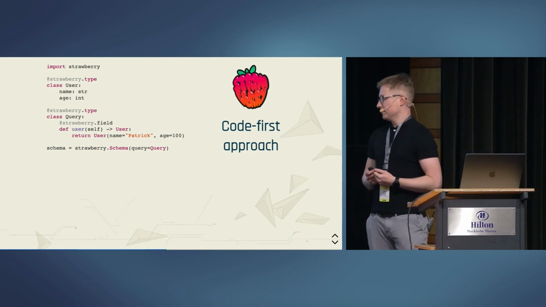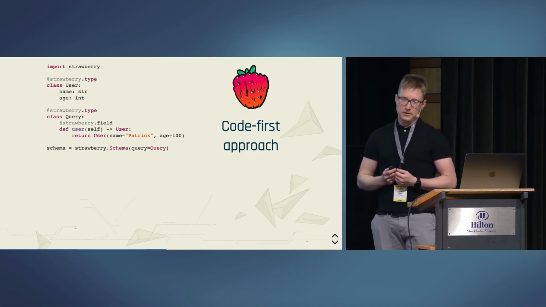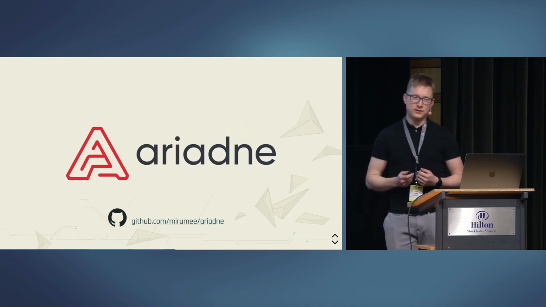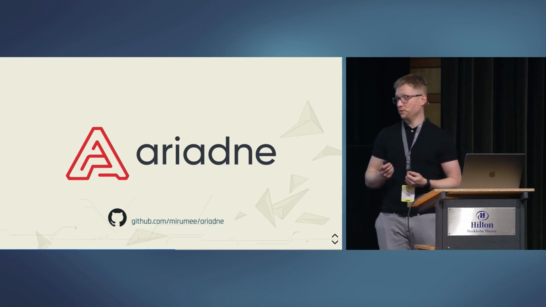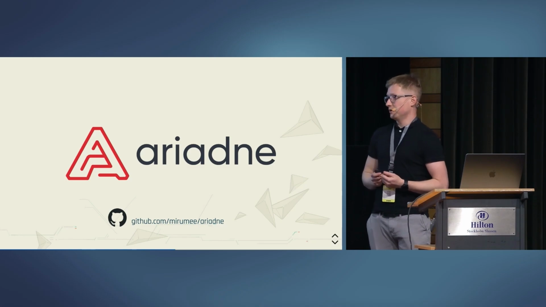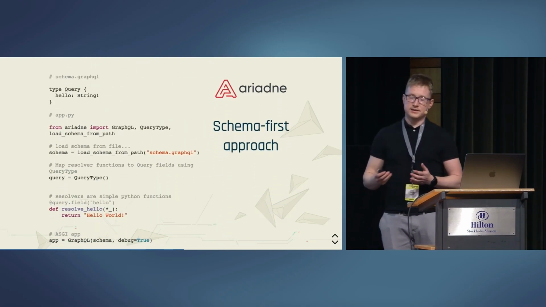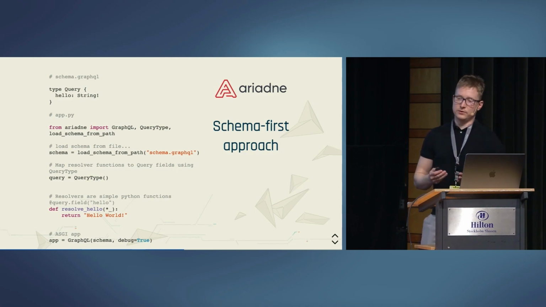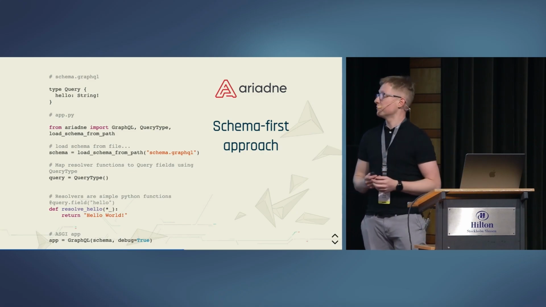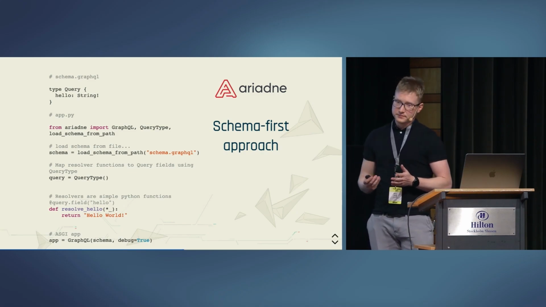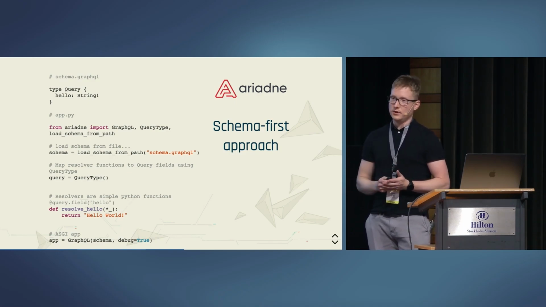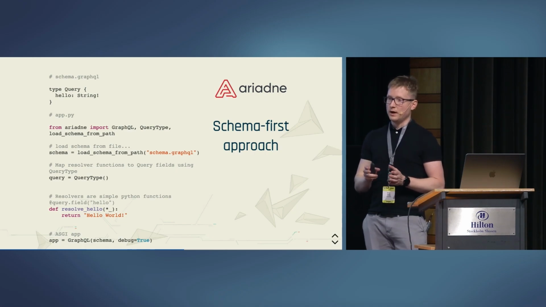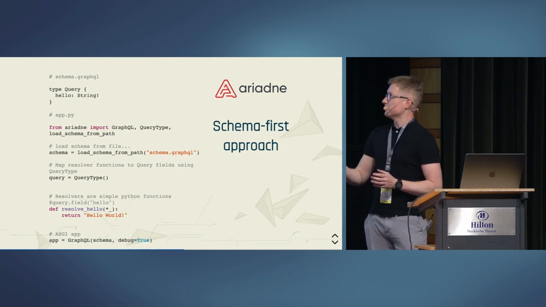So the question is, could that be done differently? Well, yes, it could. You can first create the schema and then create your code. So here the Ariadne library comes into play. It presents the schema-first approach, where you need to write schemas in .graphql files in the format that I have presented before. Later on, you import the schema into your code base, and then you wire your resolvers into certain schema operations.